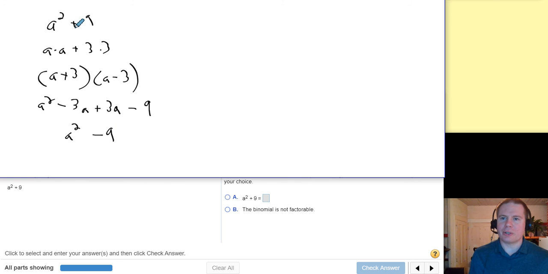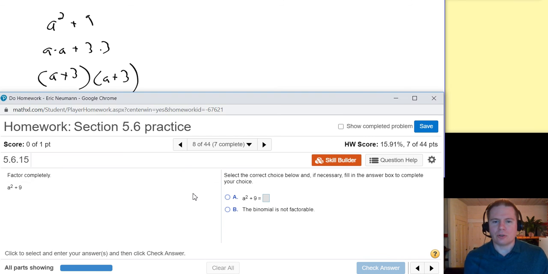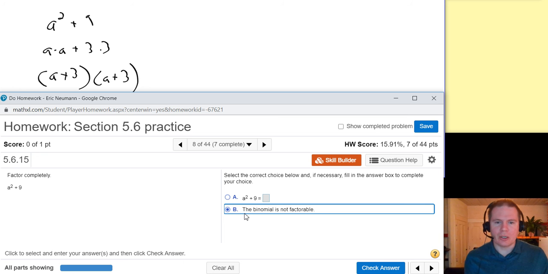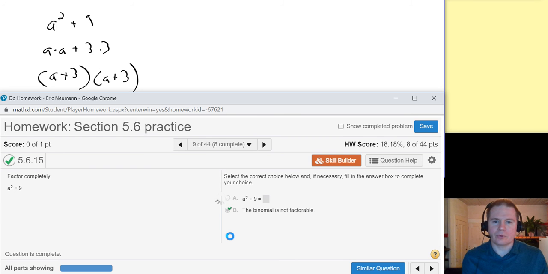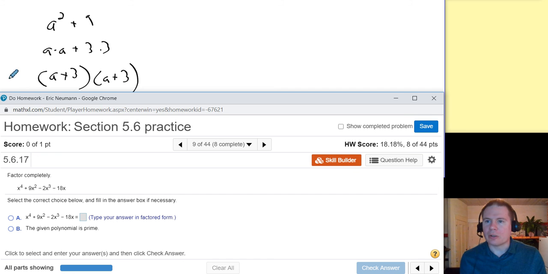In order to get a plus 9 here, these have to both be positive or both be negative. But then if they're both the same sign, they're not going to add up to 0, so it doesn't work. So for the first time here, we just say the binomial is not factorable. Right? So we can move on.